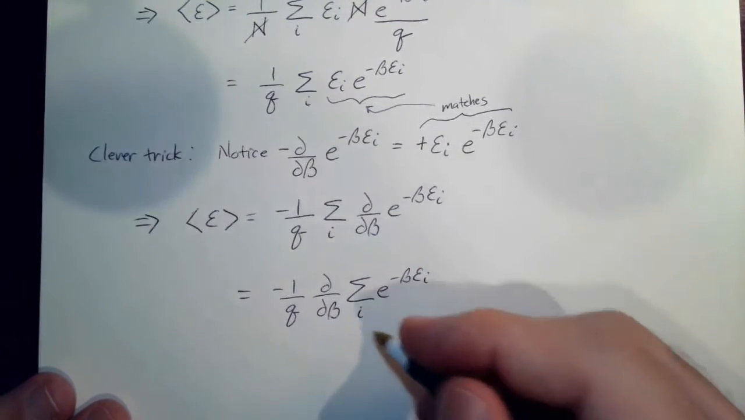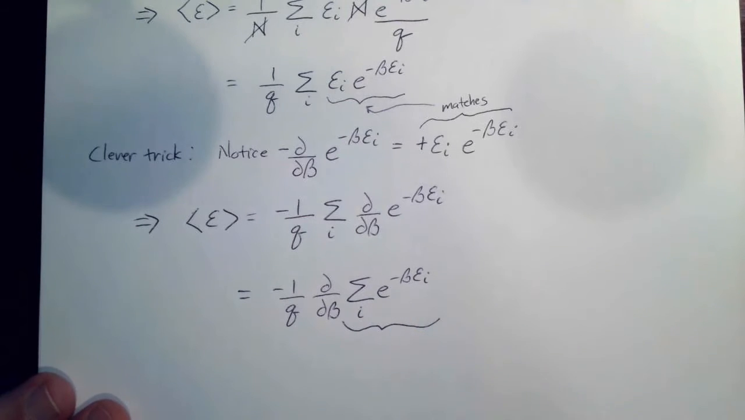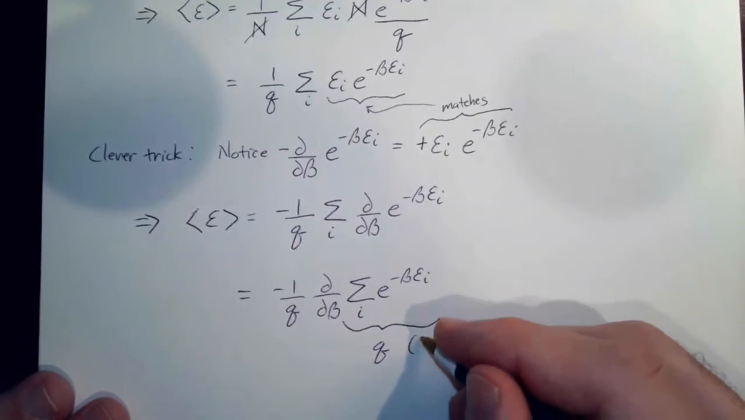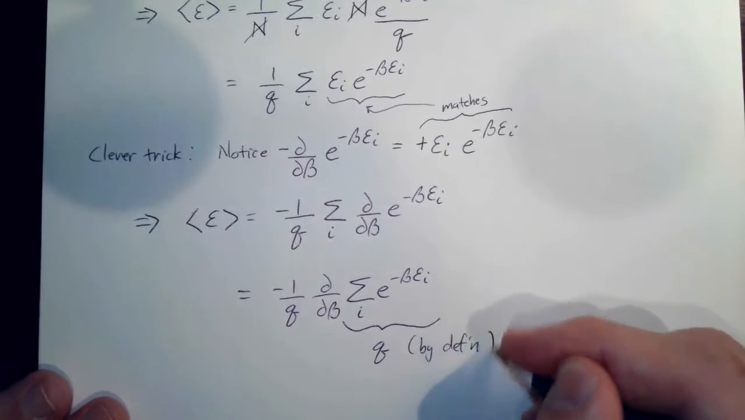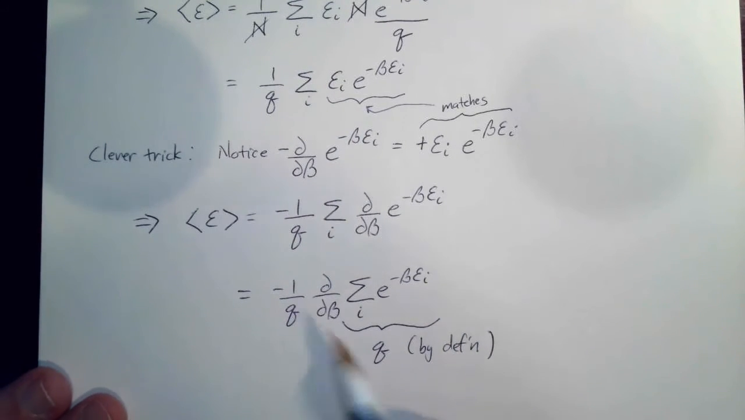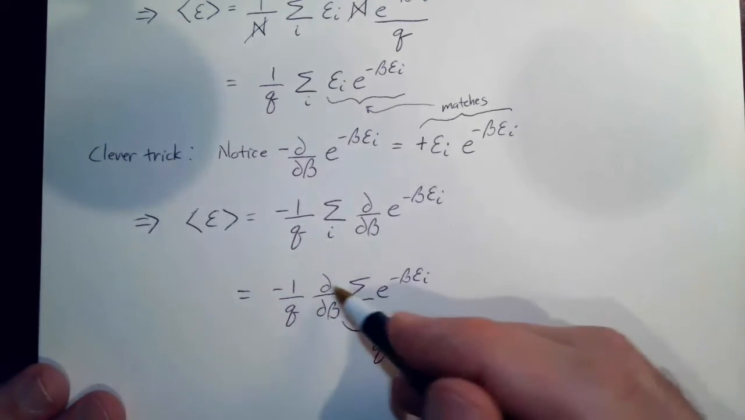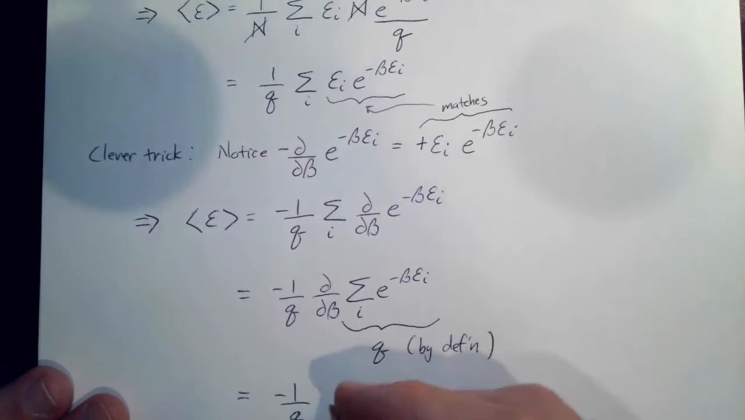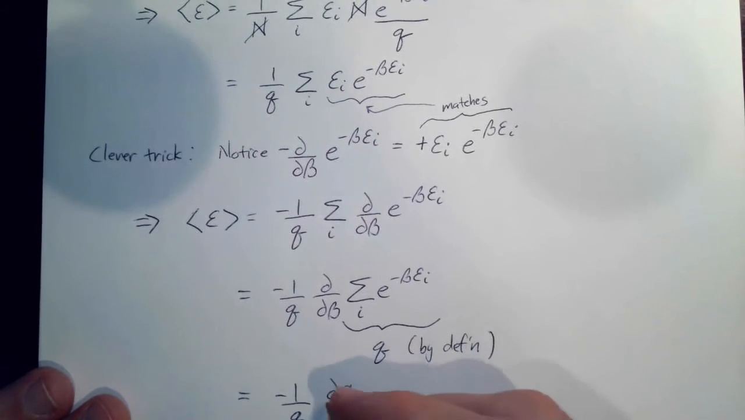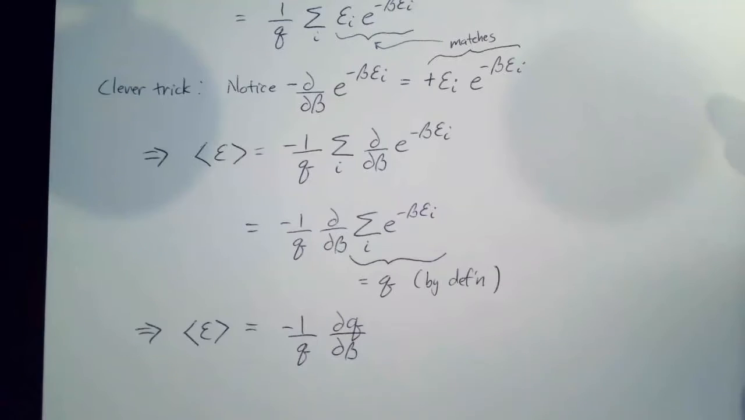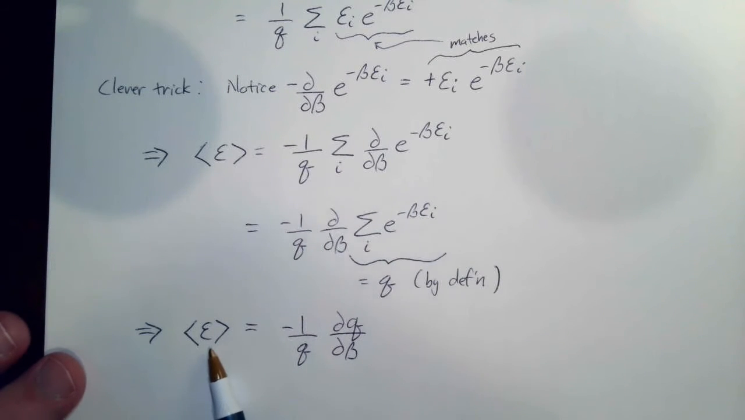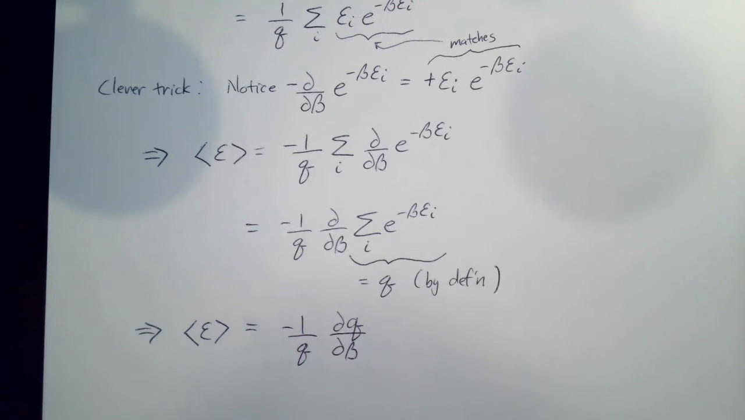And if you look at this quantity right here, we recognize this as the definition of Q. So this Q is going to cancel the 1 over Q. Oh, I'm sorry, no, it's not. It's inside of a derivative. So what I get is negative 1 over Q dQ d beta. All right, so we ended up with this fairly compact form for calculating the mean energy. And notice it just depends on knowing the partition function.